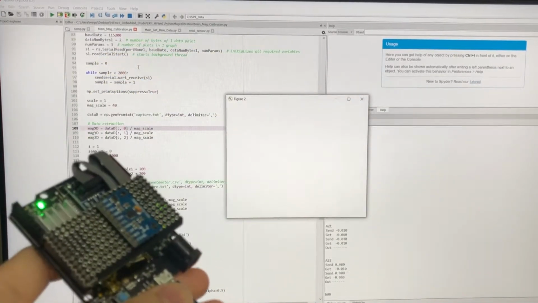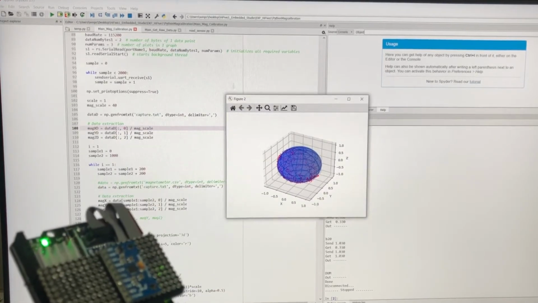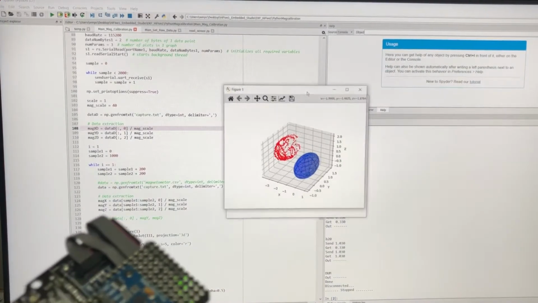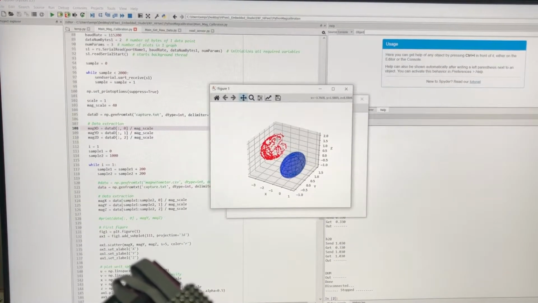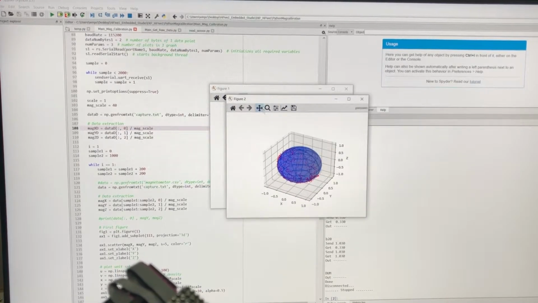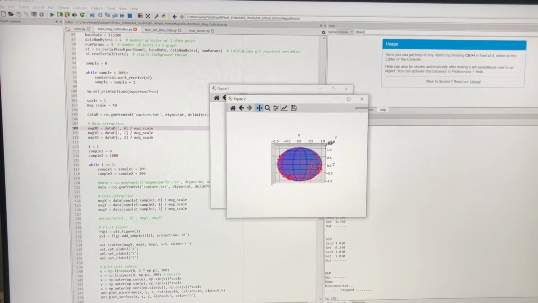After finishing calibration, it will send this matrix back into the board. So we have the calibration result here. In the first graph, the red sphere represents raw data, and the blue sphere is where we expect it should be. The second graph is the corrected data, and as you can see, it has been corrected precisely.